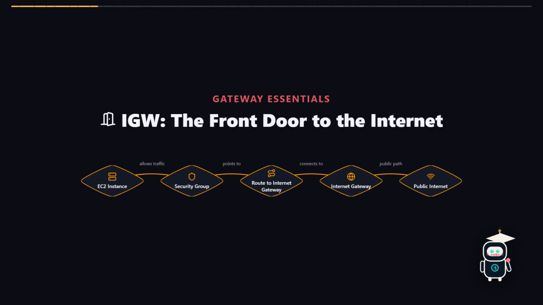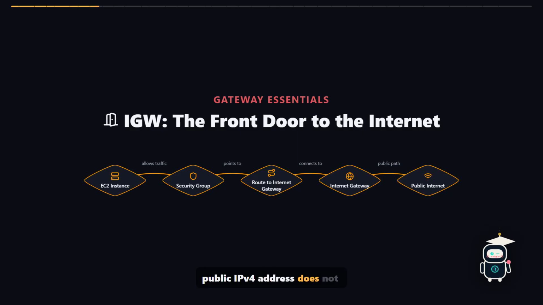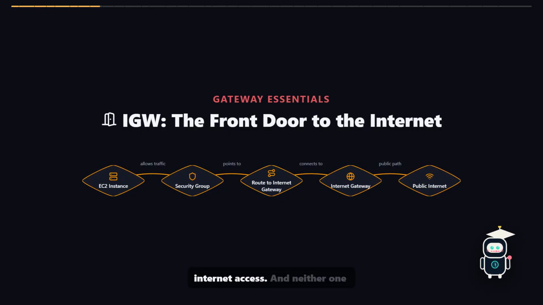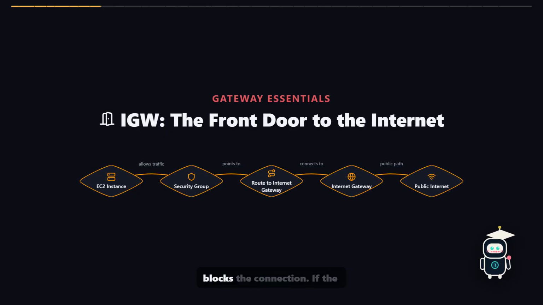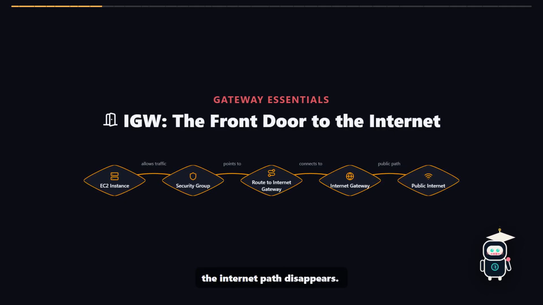A public IP without the route does not work. A route without the public IPv4 address does not give an IPv4 instance direct internet access. And neither one overrides a security group that blocks the connection. If the internet gateway is detached or the subnet route is removed, the internet path disappears.